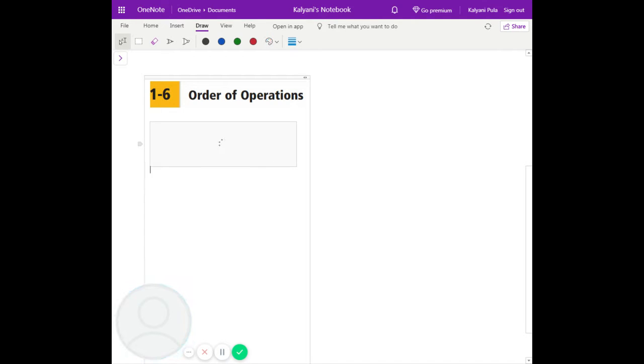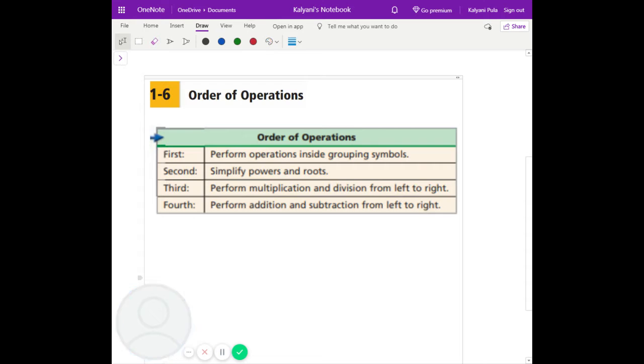Let's see. It's coming up. Okay, so now let's look at this pretty important information. Let's read the first step and second step. First step, perform operations inside grouping symbols. And the second step is simplify powers and roots. Right. Next one. Bhavisha, just tell me the 3 and 4.